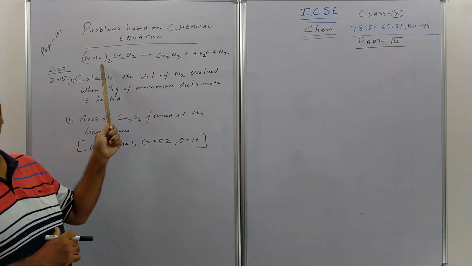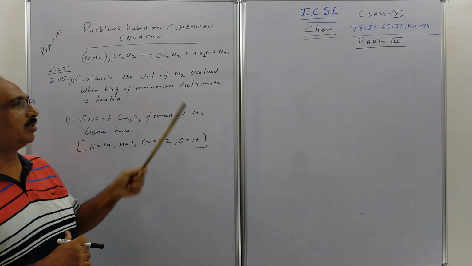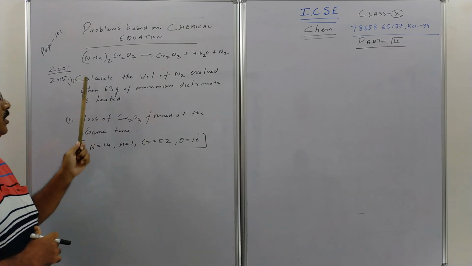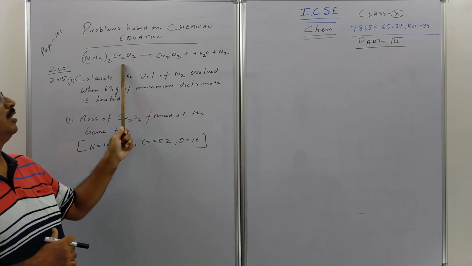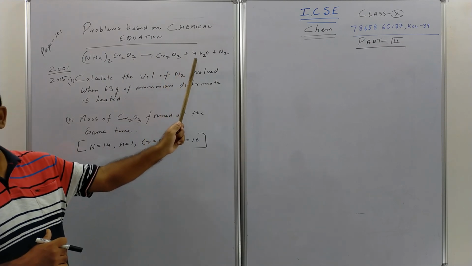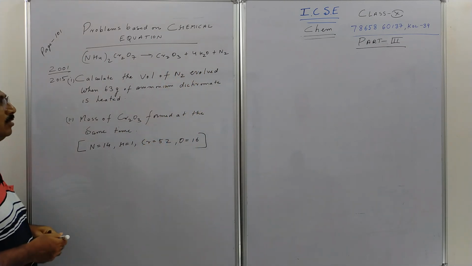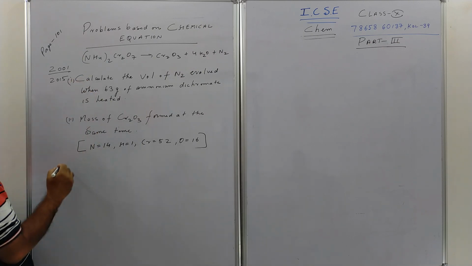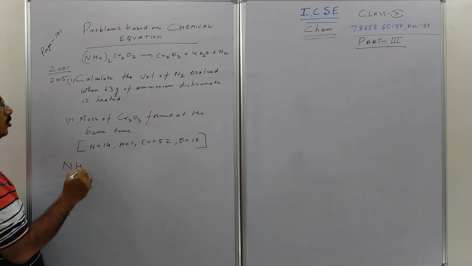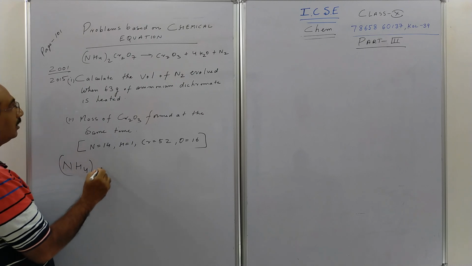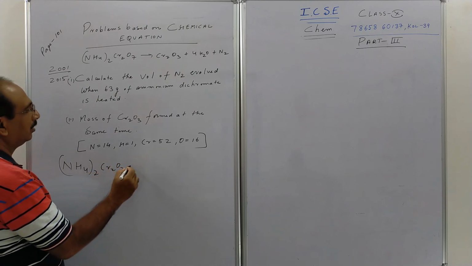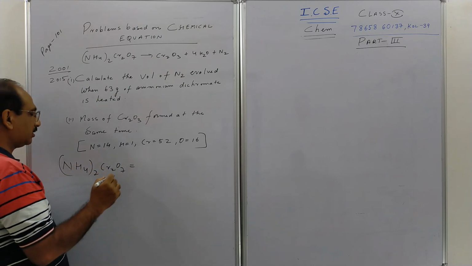It's an orange powder, ammonium dichromate. So when you heat ammonium dichromate, we get chromic oxide, water and nitrogen. So let us find the molecular weight of ammonium dichromate. This is the ammonium ion, and this is the chromate ion.